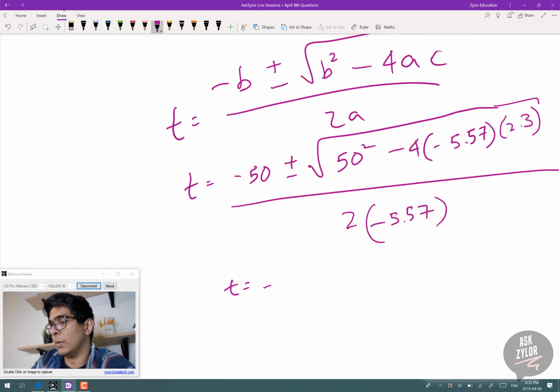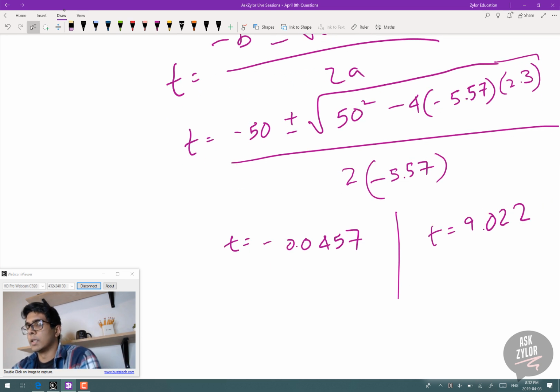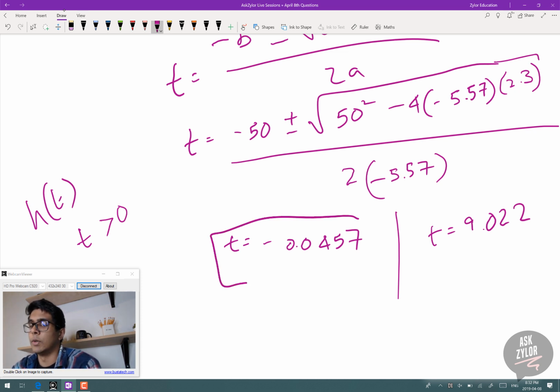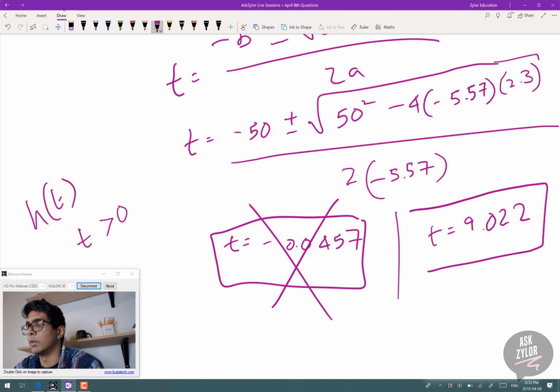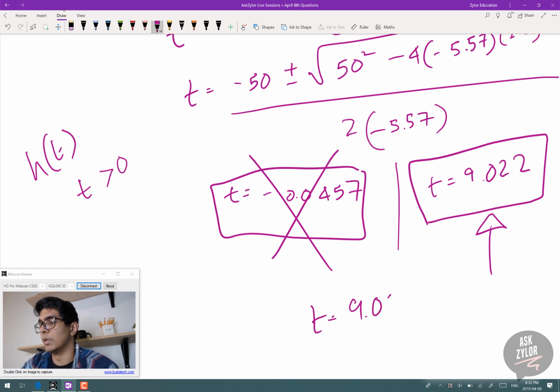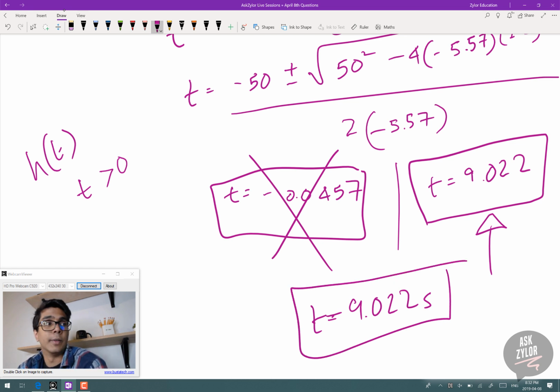So this evaluates to some decimal number, so I have t equal to negative 0.0457, and then I have t equal to 9.022. Right? Since this is a function that's telling me height in terms of time, my time can never be negative, so it has to always be greater than 0. So I don't account for this negative value, and I'm only accounting for the positive value. So my answer is only this number. So at a time of 9.022 seconds, my arrow will hit the surface of Neptune.